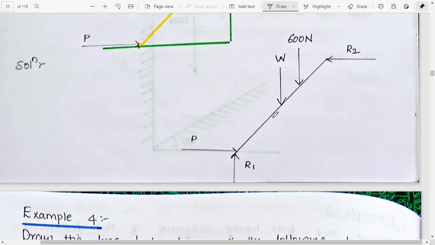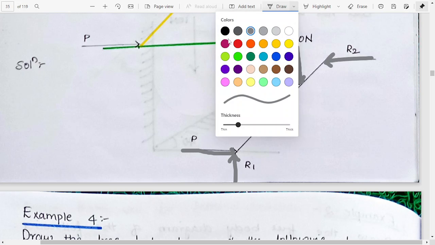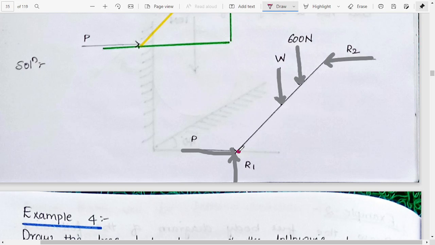So if you are drawing this diagram, then we have the reaction force from the ground. Also we have the friction force, then we have the W force, then we have the weight of the man, then we have the reaction force from the wall to the ladder. So these are the forces acting on the body, on this ladder.